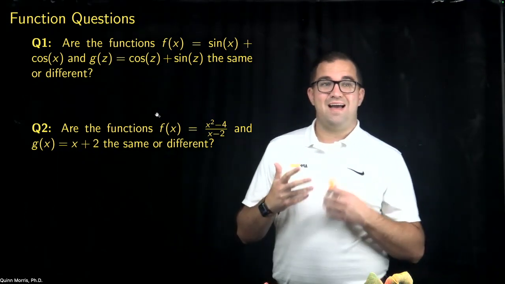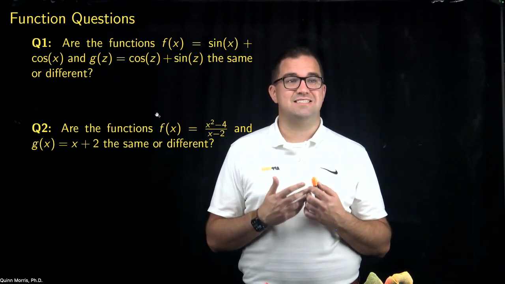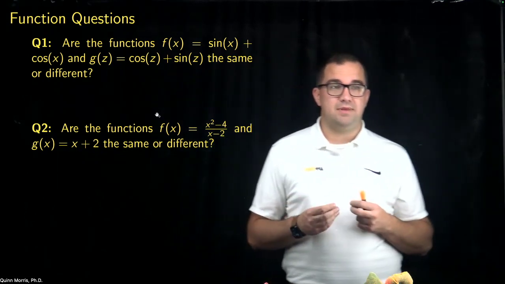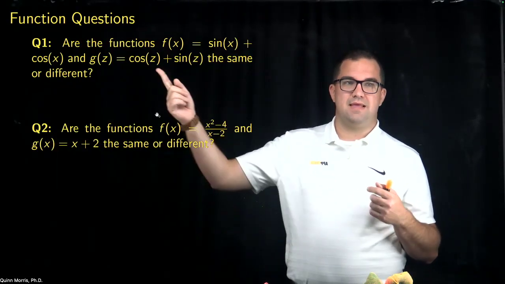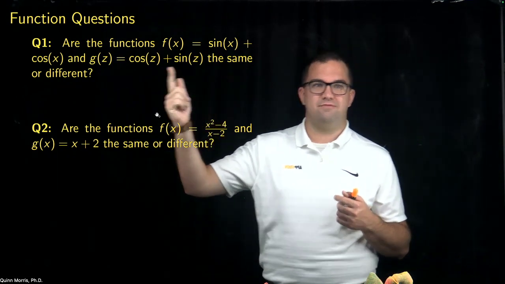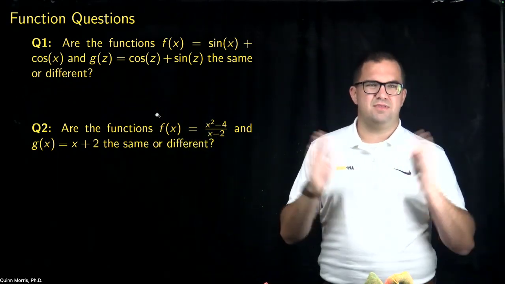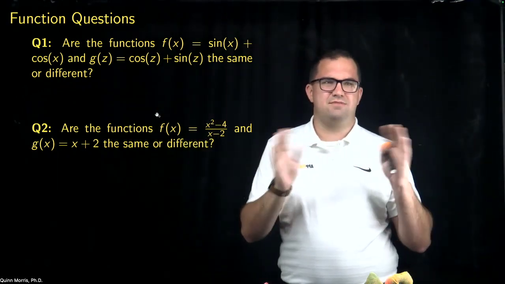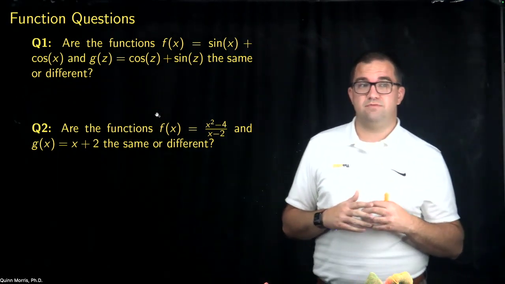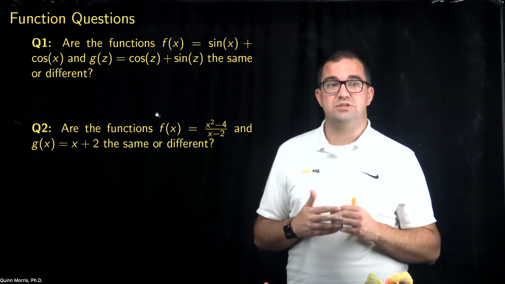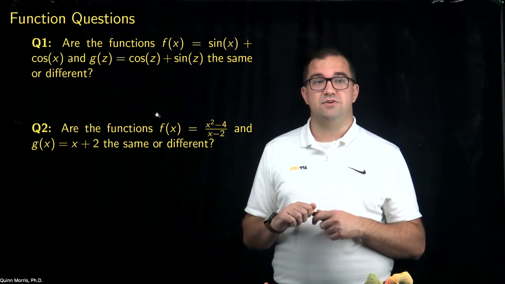So I need to think about the function as a set of ordered pairs. Now, commonly, a Calc 1 student might tell you these are different functions. They have different variables. This one's name is g and this one's name is f. But knowing what we know about the definition of a function, we can actually see that these functions are the same. Why are they the same? They're the same because they give us the same sets of ordered pairs.